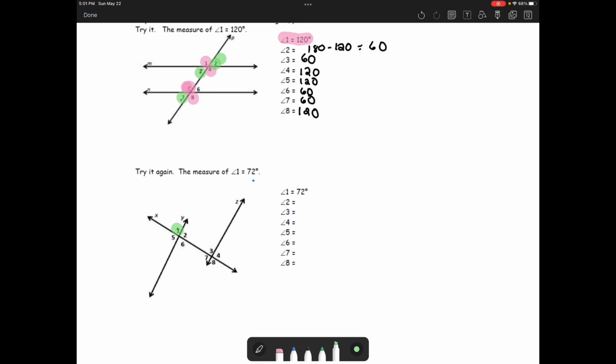And then once you have that, you would find the supplementary. You know that 1 and 2 are supplementary. So you can find 2 by saying 180 minus 72. And then find what's vertical to that. And then find what is, that word, corresponding to 2. And then find its vertical angles.